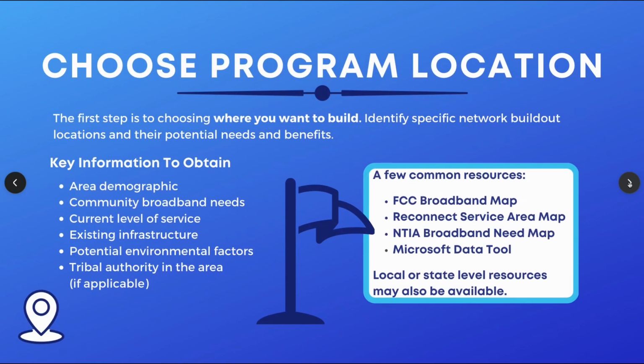First, choose where you want to build your project. You will need to identify your network build-out locations and research the needs of the area you wish to serve, as well as any benefits you can provide them. We recommend looking at area demographic information, understanding the broadband needs of the community, knowing the current level of service of the area, existing infrastructure, potential environmental factors, and any tribal entities nearby. Some helpful resources as you research and plan your project are listed here and linked in the comments section of this video.